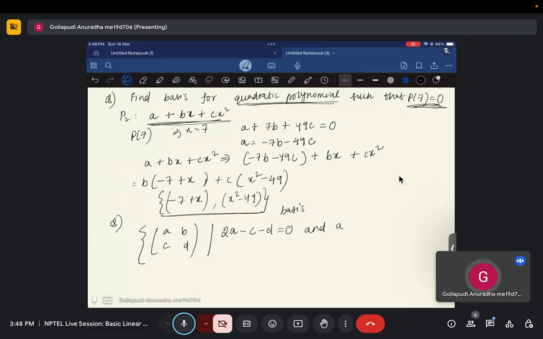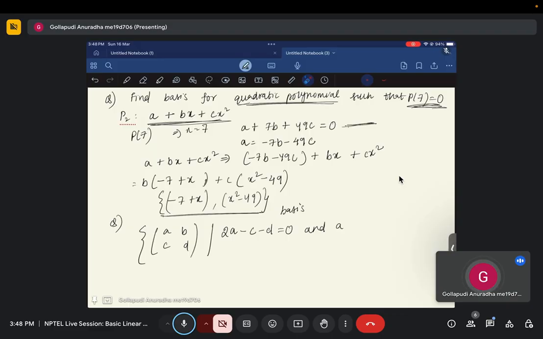So when I am substituting x is equal to 7, I am getting a plus 7b, which is b into 7, plus c into 7 square, which is 49c. So I am getting this one. Okay. So now I am writing a in terms of b and c. So a is equal to minus 7b minus 49c. Okay. So now this polynomial I can write as minus 7b minus 49c, because a I got like this. Instead of a I am writing like this, plus bx plus cx square.